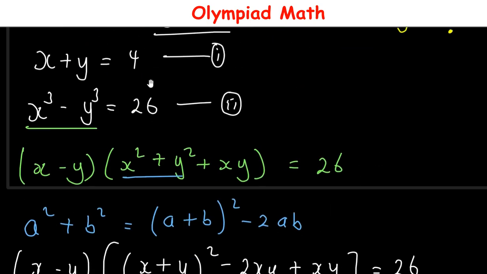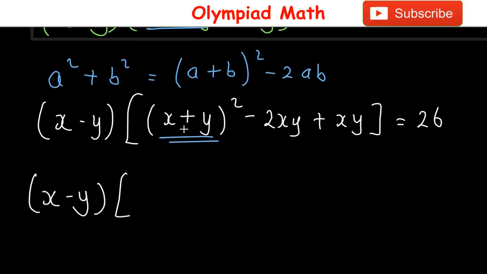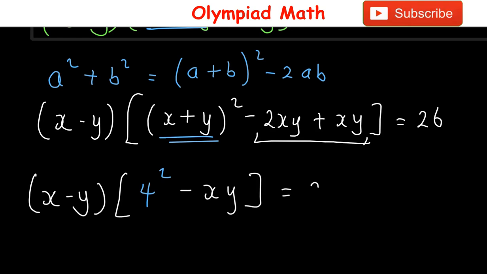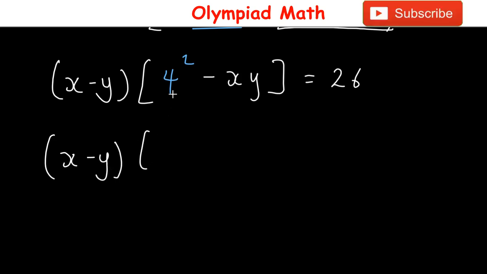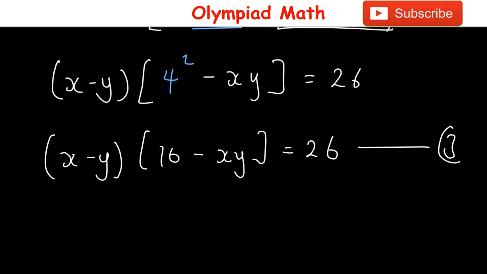Recall that from equation 1, x plus y equals 4. So writing down 4 to replace x plus y, this becomes 4 squared. Then we have minus 2xy plus xy, which equals minus xy, and this equals 26. So from here, we have in brackets x minus y multiplied by 4 squared, which is 16, minus x times y, and this equals 26. Next, we call this equation 3.